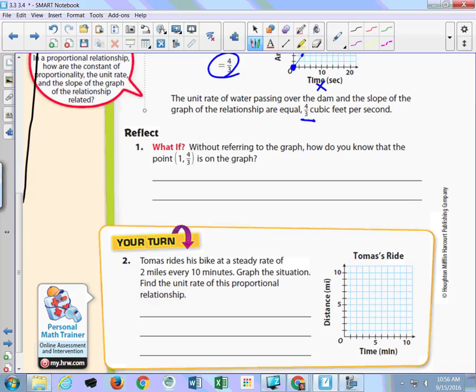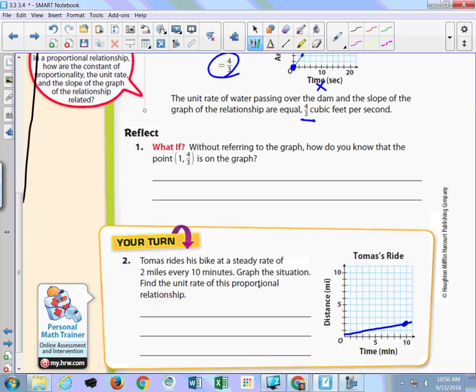All right, number 2. Thomas rides his bike at a steady rate of 2 miles every 10 minutes. Graph the situation. So 2 miles. Where's miles at? It's not on the x, it's on here. So if I can go up to 2, let's see, 1, 2, 3, 4, 5, they're going by ones. 1, 2, go out to 10 minutes. It's right there. I can draw a straight line. Look at that, I did it.